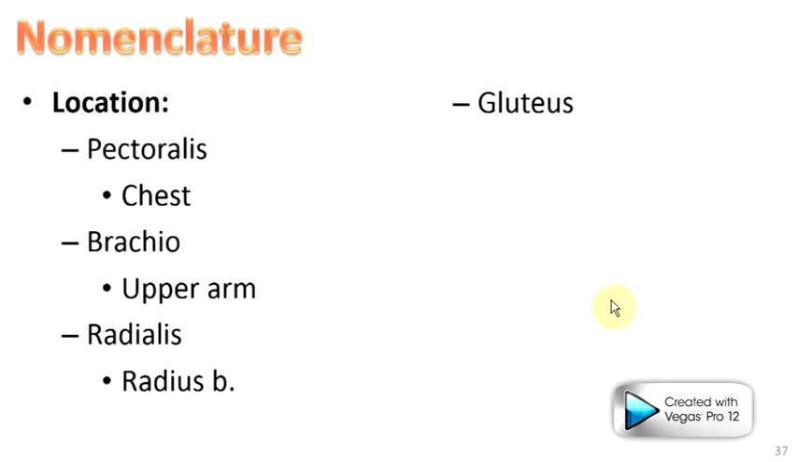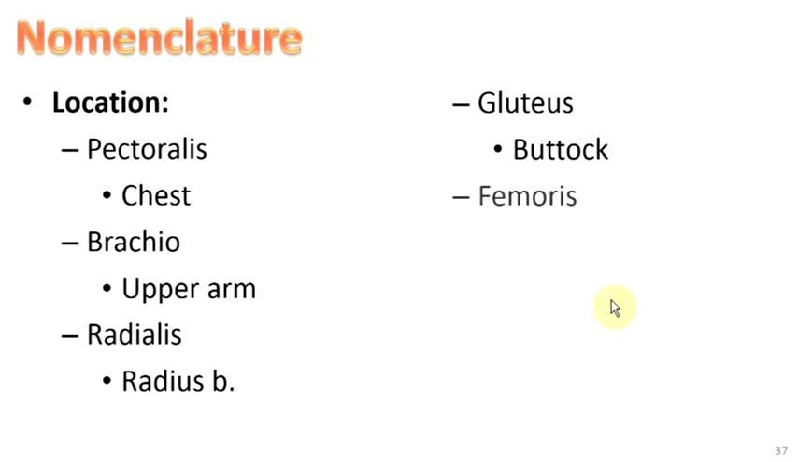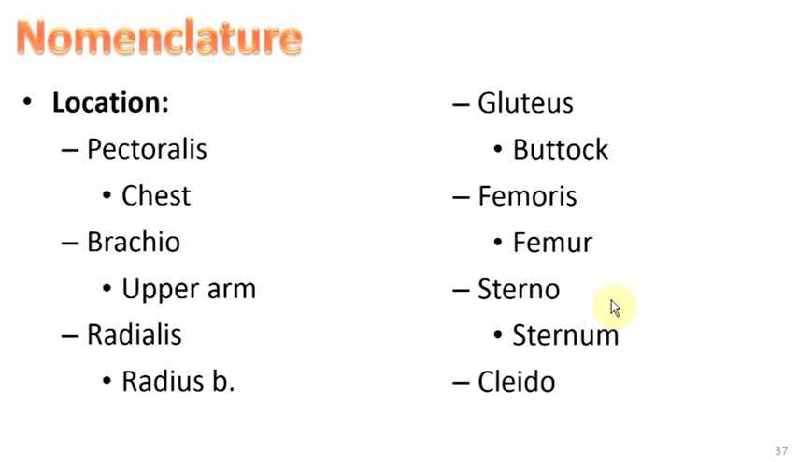And that was one of the synergists to elbow flexion to the biceps. Gluteus means buttocks, like your rear end. Femoris means femur. Sterno means sternum. These are easy. Oh, by the way, the femur is the upper bone in your lower extremity, which is your thigh bone, right? Cleido means clavicle.